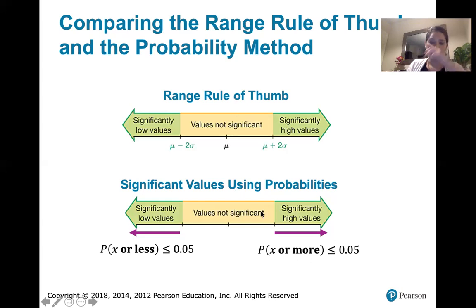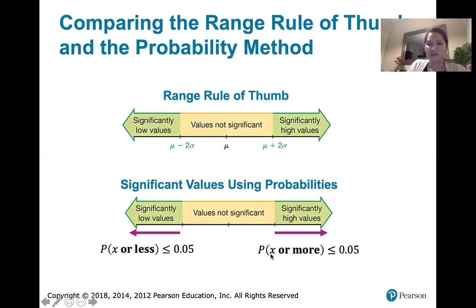They're very similar. We're interested in what happens in the tails. Things that happen close to the mean are not particularly significant for us, but we're going to say that something is rare using the range rule of thumb if it's more than 2 standard deviations away from the mean. So it would be significantly high if it's more than 2 standard deviations from the mean on the high end, and significantly low if it's more than 2 standard deviations from the mean on the low end. Now, when you're talking about using probabilities, the cutoff is 5% either way, and you want that probability to be less than or equal to that 5%, or in decimal form, 0.05.